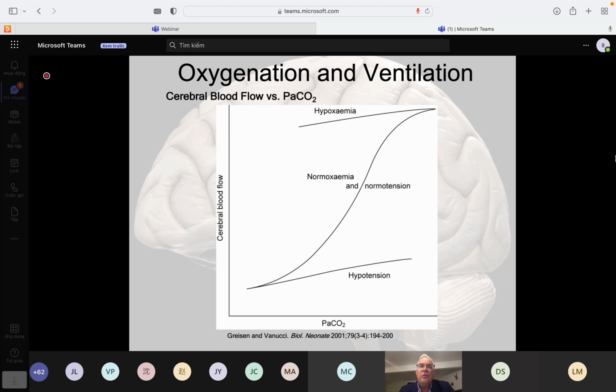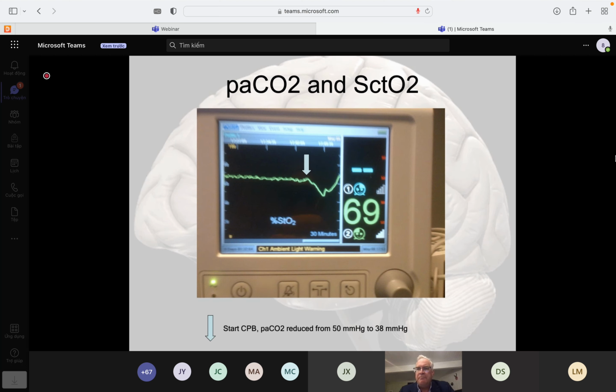On the other hand, if you hyperventilate your patients, in other words, bring the PaCO2 down, you can also vasoconstrict and thus lower the cerebral blood flow. This is an example that I have here.